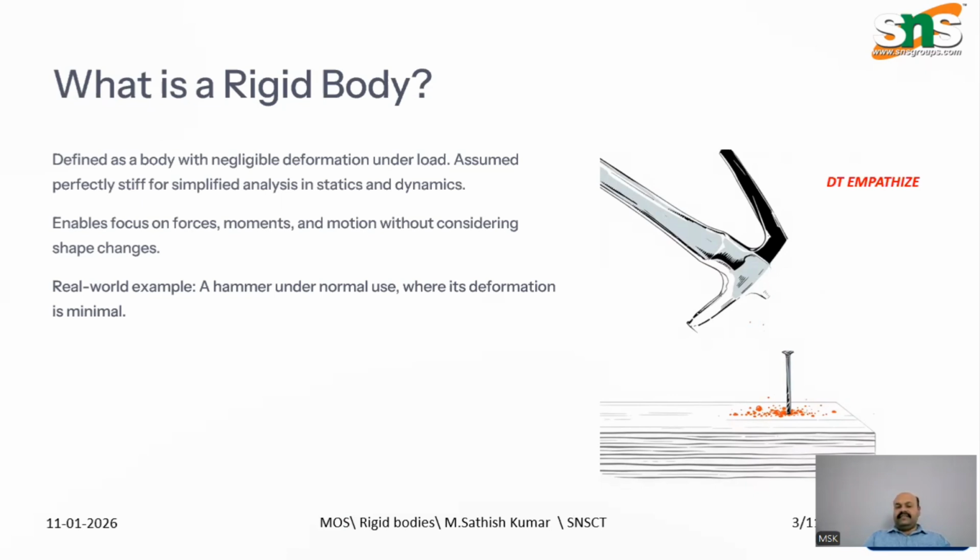It is defined as a body with negligible deformation under load, assumed perfectly stiff for simplified analysis in statics and dynamics. So it enables us to focus on forces, moments, and motion without considering shape changes. A real world example is the hammer under normal use, where the deformation is minimal. When we hammer the nail, you don't see any deformation of the hammer. That is what is being explained here.